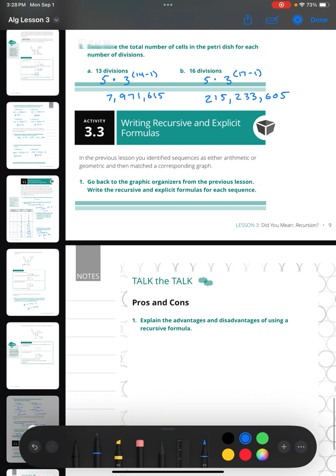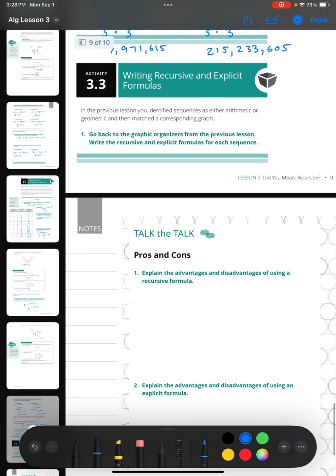All right, activity 3.3. This is something you should go try on your own, referring back to our previous lesson. So the previous lesson, we were just looking at sequence patterns. It was the last couple pages in that lesson. We were just determining what the common ratio was. It says go back to those, write the recursive and explicit formulas for each sequence. There were sequences A, B, C, E, F, H, J, K, and M, I believe it was. Okay, but you can go back, try those, see if you can write the formulas for those.